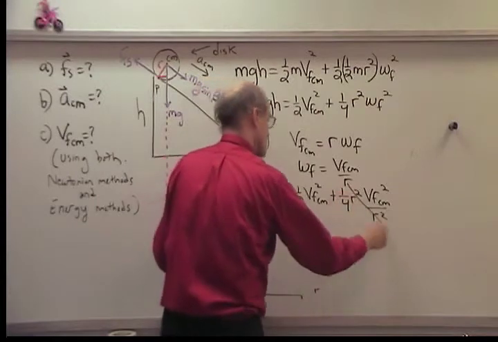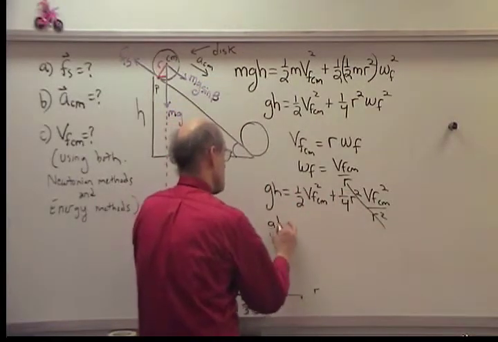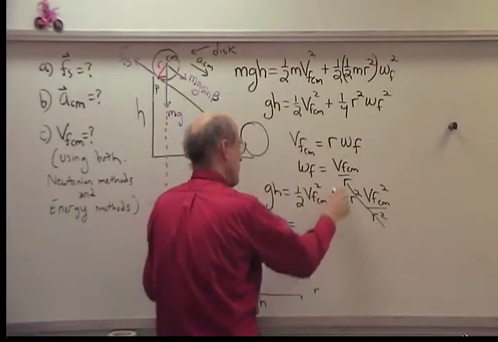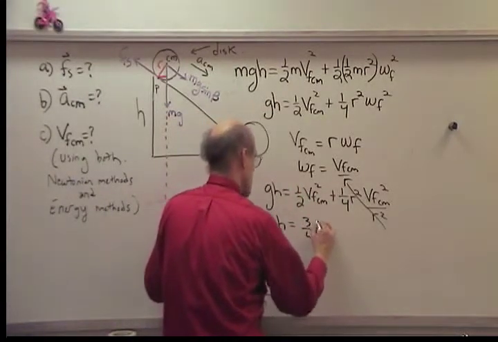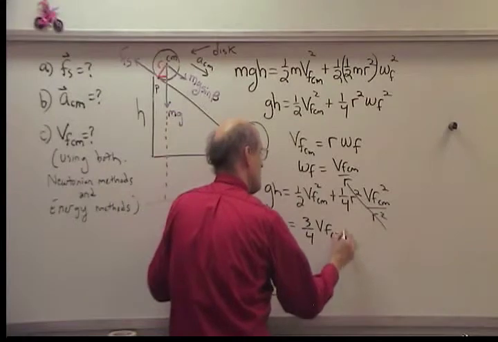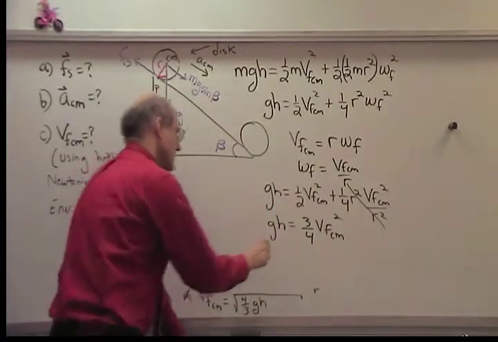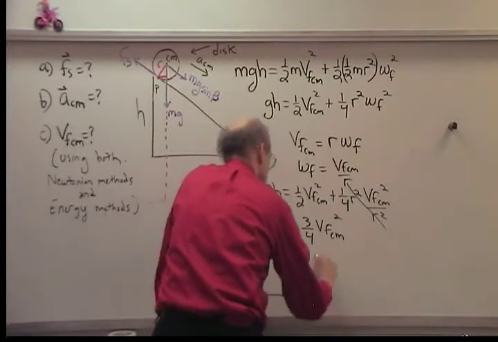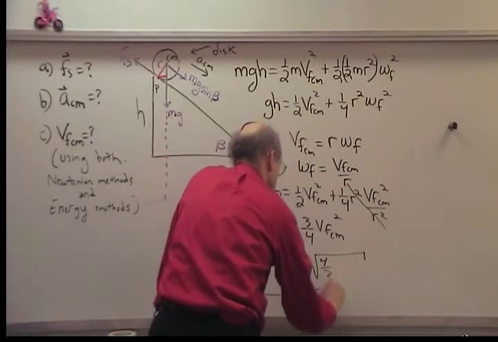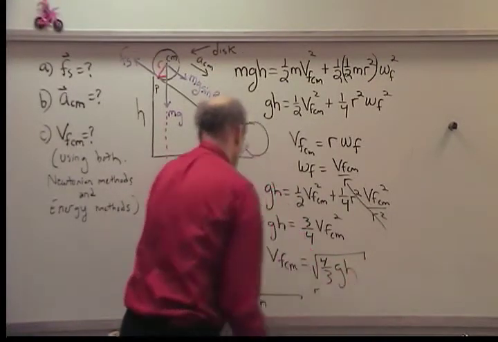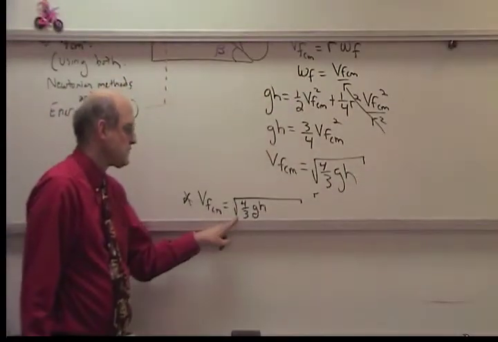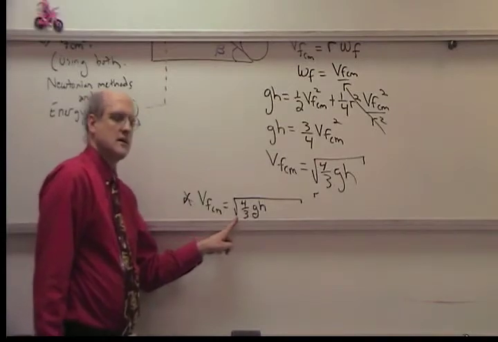You can see the R squares cancel, so we get GH is equal to 2/4 plus 1/4, or 3/4 VFCM squared. Solving for VFCM, we get the square root of 4/3 GH, in agreement with what we got using Newtonian physics and kinematics.